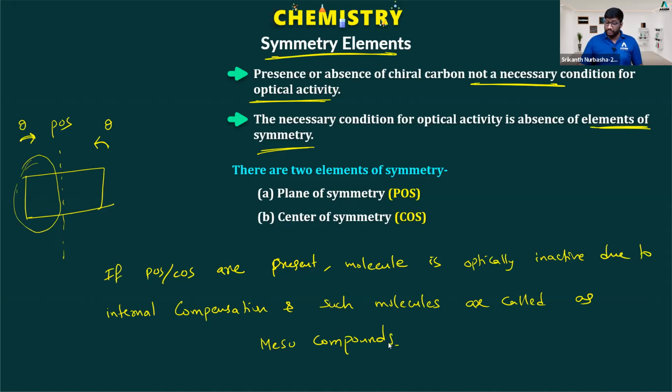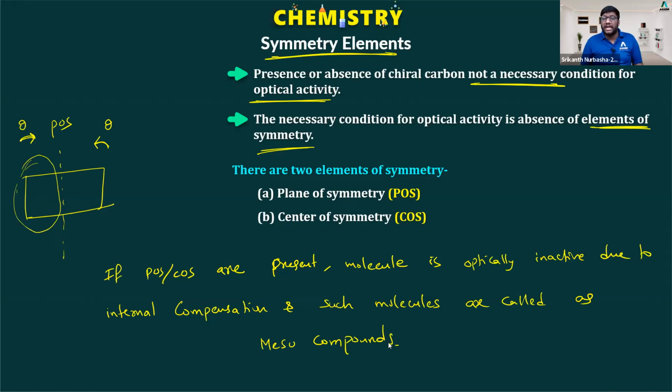There is another set. If I take two optical isomers, one rotating clockwise and the other rotating anti-clockwise, in equimolar quantity, and add them to generate a mixture, that mixture is said to be a racemic mixture. A racemic mixture is also optically inactive. Why? Because one compound is rotating theta in the clockwise direction, the other is rotating theta in the anti-clockwise direction. Net rotation is 0. Racemic mixture is optically inactive due to external compensation, because the compensation is happening between one molecule and the other molecule.